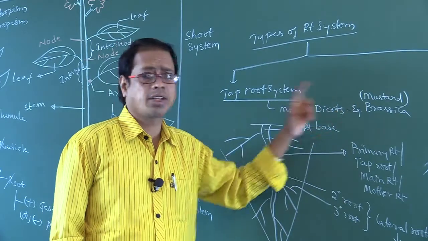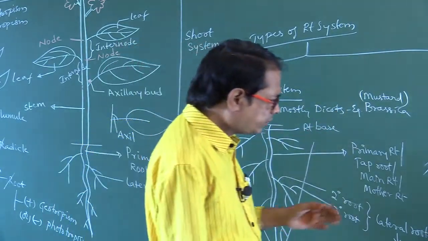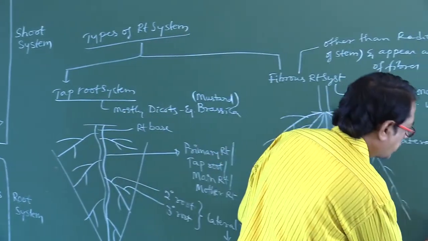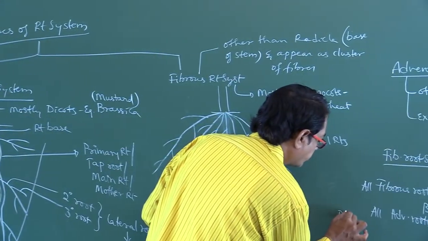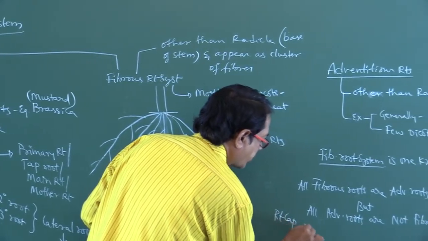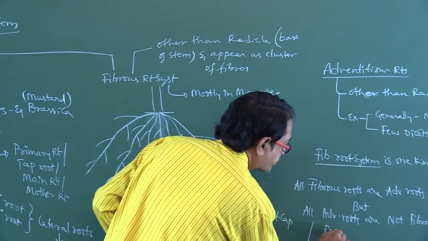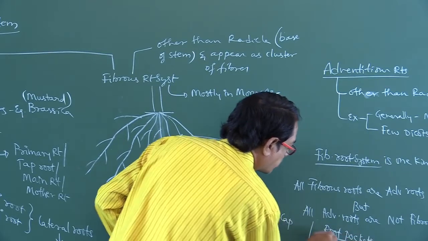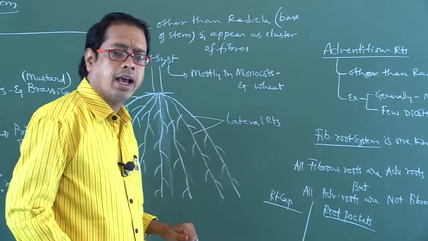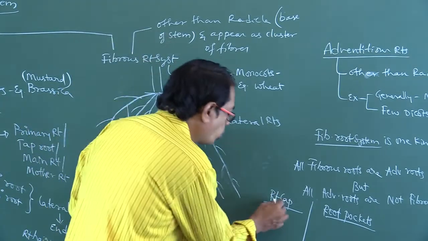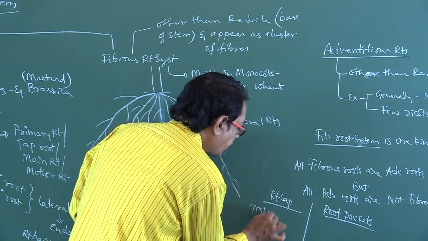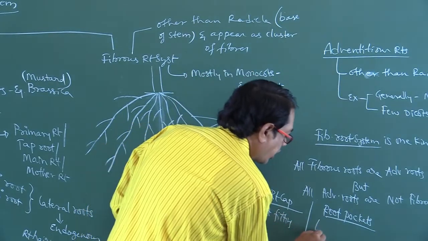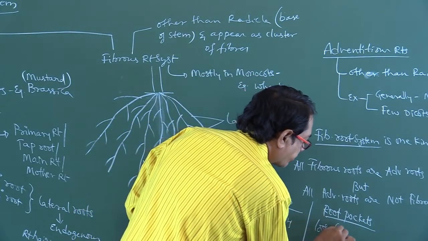The taproot system is found mostly in dicots, for example brassica. And at the tip of every root, a root cap is present. In some plants, root pockets are present. What are the differences between root cap and root pockets? Root cap is a tight fitting structure. Root pocket is a loose fitting structure.